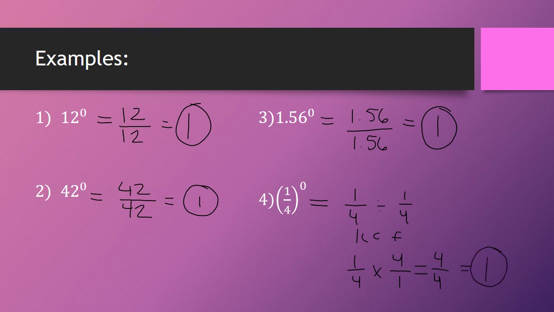Now the good news, that last one's kind of crazy. You don't have to show me any of that work. I'm showing you that it works, but if you know this rule, if you see the power of 0, the answer will always, always, always be 1. You're going to have a chance to practice this today, but at this point, I'd like for you to go ahead and get started.